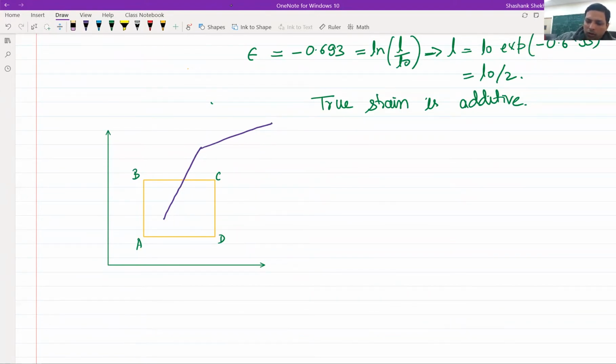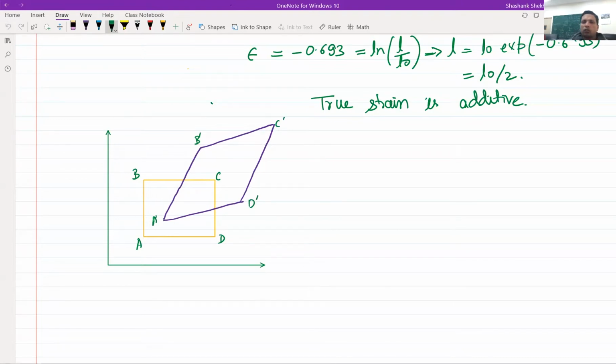Okay, the shape has not come out right. Okay, so these are the new corners, A prime, B prime, C prime, D prime.